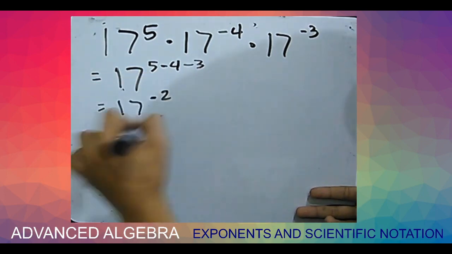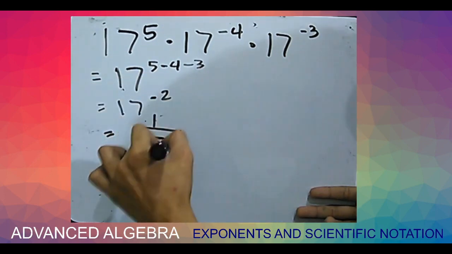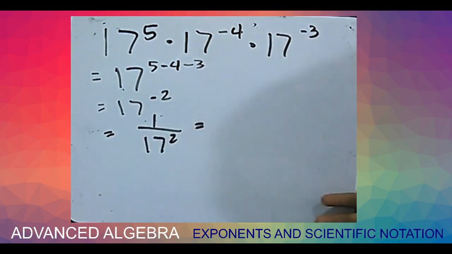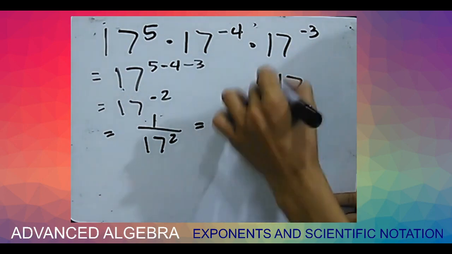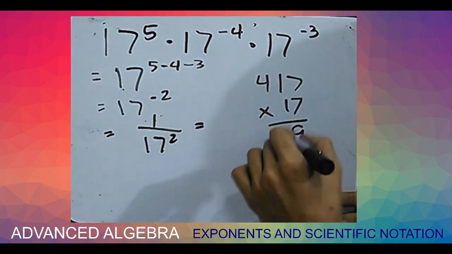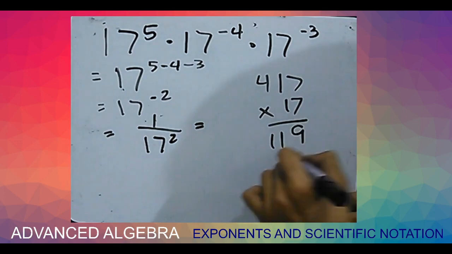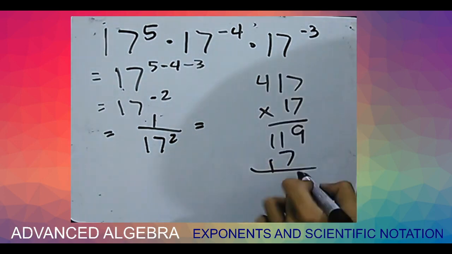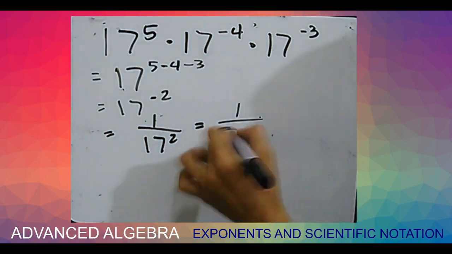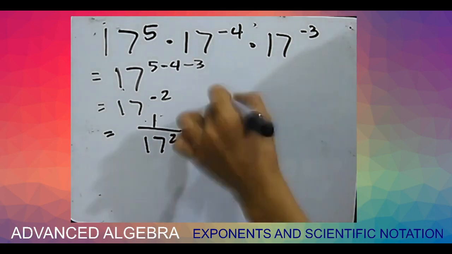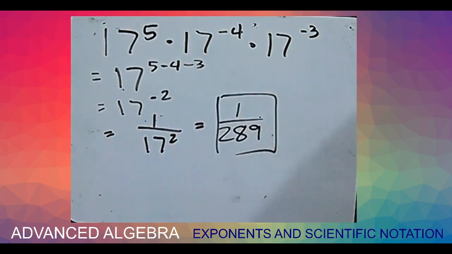So, simplify natin. Magiging 1 over 17 squared. So, 17 times 17. Try natin: 7 times 7 is 49. 7 times 1 is 7 plus 4 is 11. Tama? So, sagot ay 289. So, ano yung sagot dito sa ating given na numerical expression.